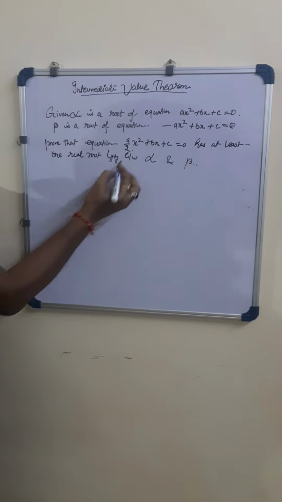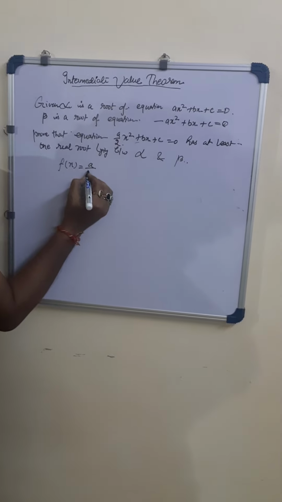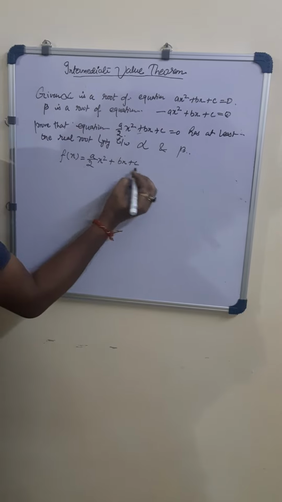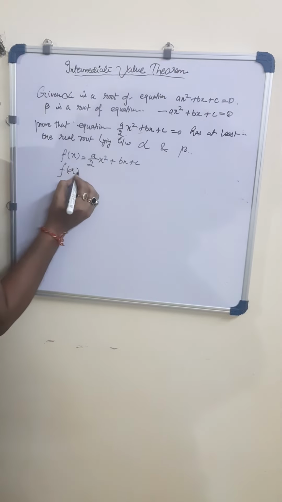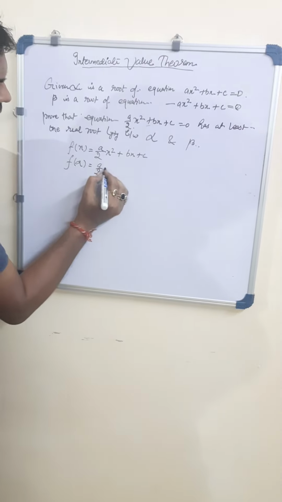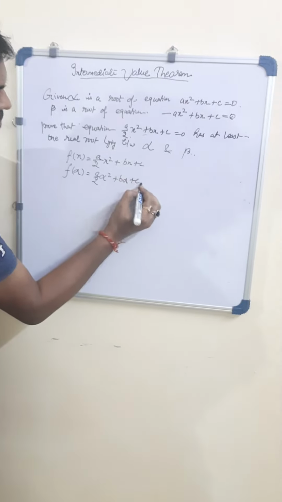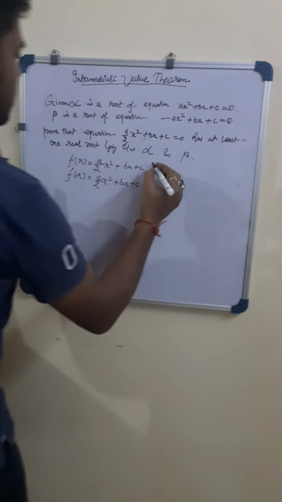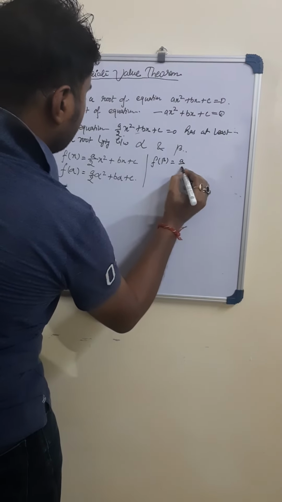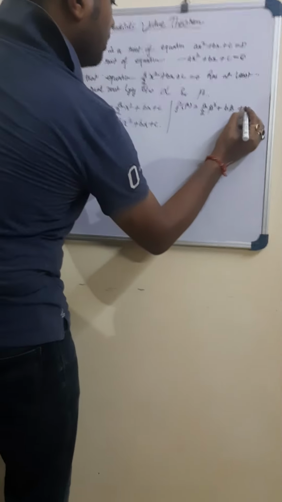So our f(x) is this: f(x) is equal to a by 2 x square plus b x plus c. So f of alpha is equal to a by 2 alpha square plus b alpha plus c, and similarly f of beta is equal to a by 2 beta square plus b beta plus c.